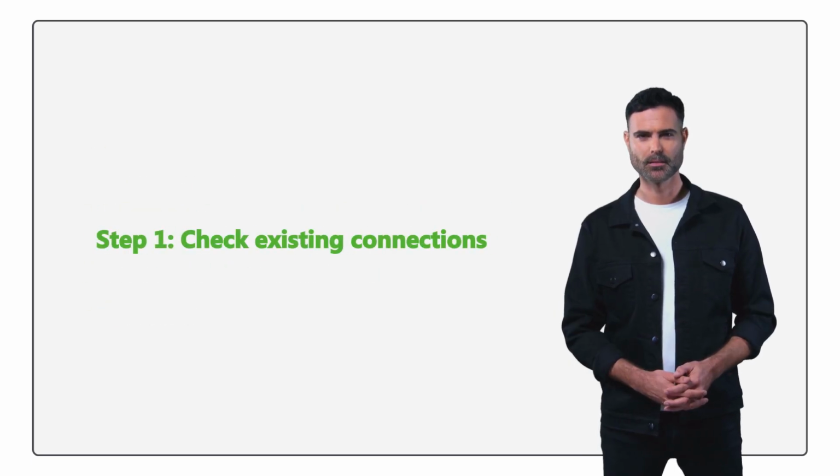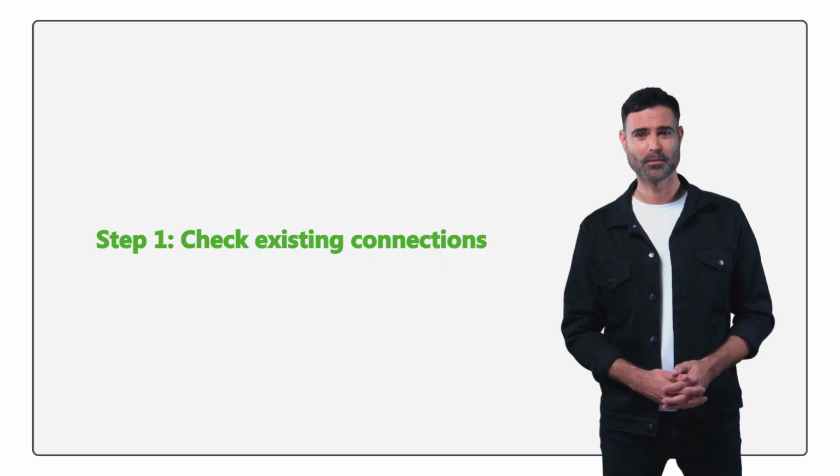Step 1. Check existing connections. Use the List Item Connections endpoint to retrieve the current data source references for your semantic model. This gives you a baseline of what the model is binding to currently.